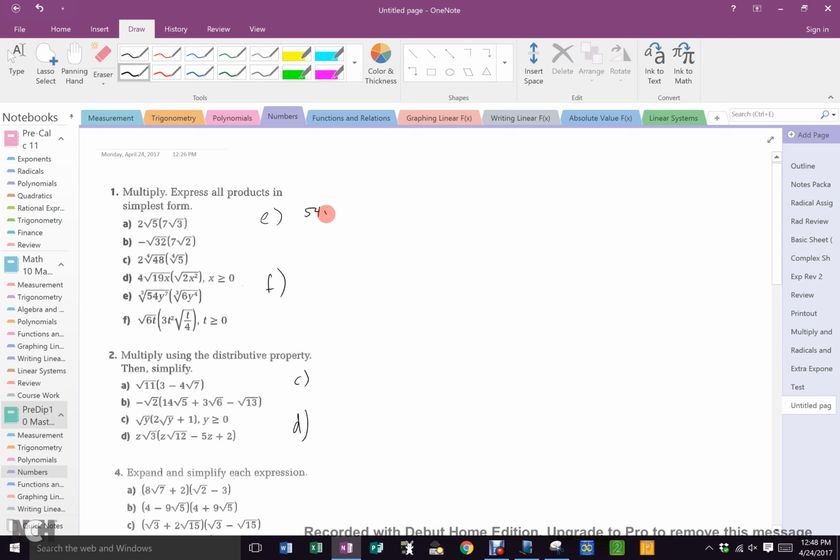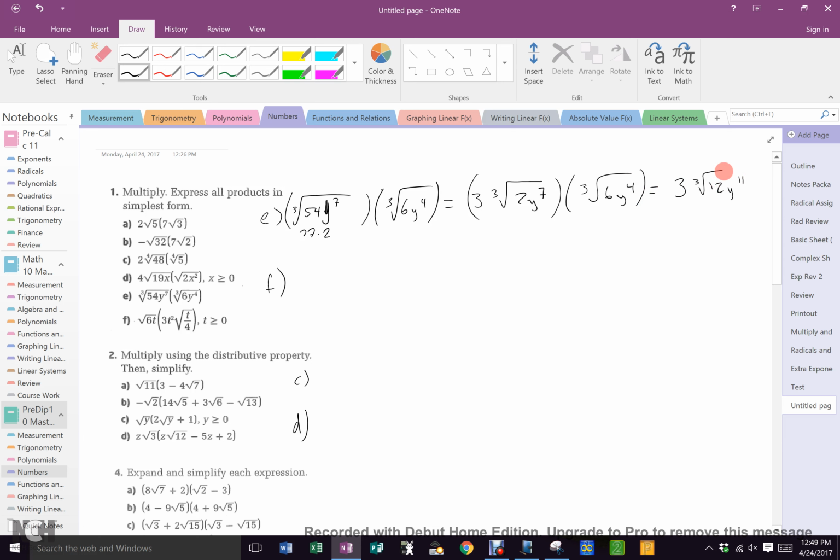So 54y to the 7th cube root times cube root 6y4. I'm going to simplify that, 27 times 2. So that's going to be 3 cube root 2y7. Now you could take out some y's there, but I'm going to leave them in there. Cube root 6y4 to get 3 cube root 12y to the 11th.